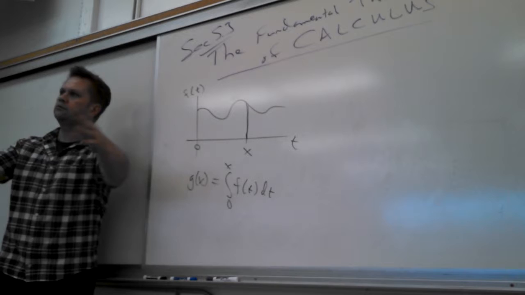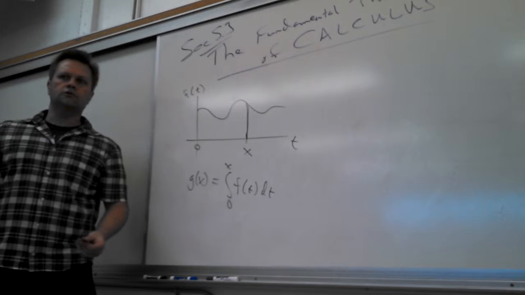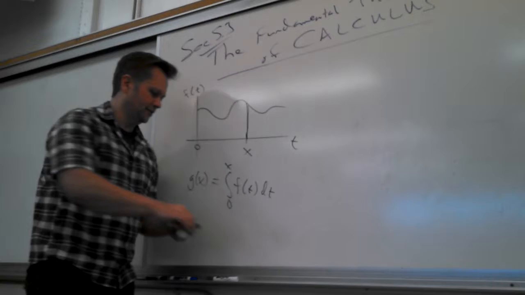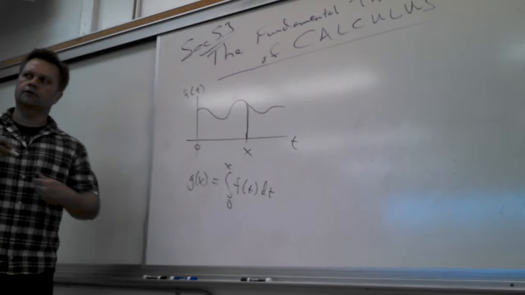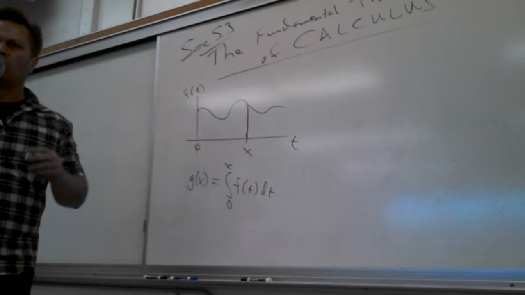So what I'm curious about is, what's the derivative of this function? I'm trying to figure out what g prime of x is, basically. It won't just be f of t. It'll be f of x. All right, let's prove it. The x would just substitute in the place of t. All right, you ready?